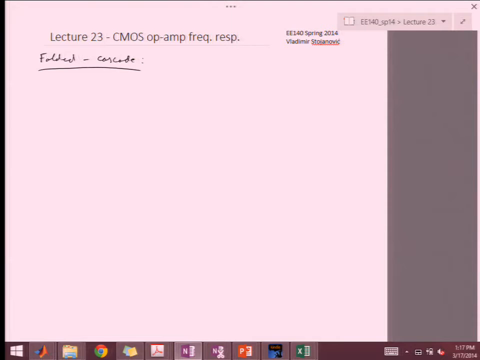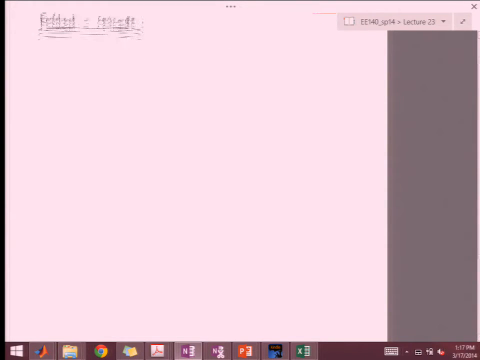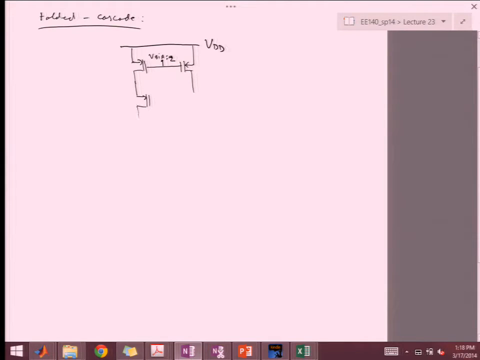So in folded, we try to avoid that a little bit, and I'm going to repeat the schematic just so people have it, and we can do the analysis here. So we're going to have the supply, have the current loads or current sources from a bias. We're going to do 2.